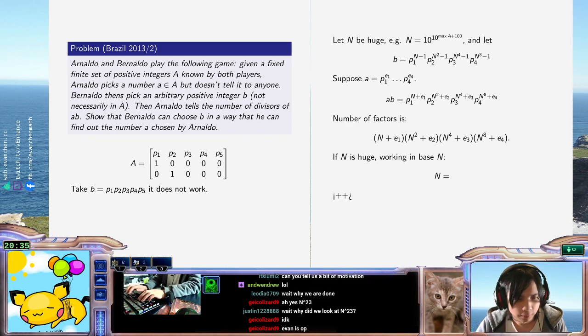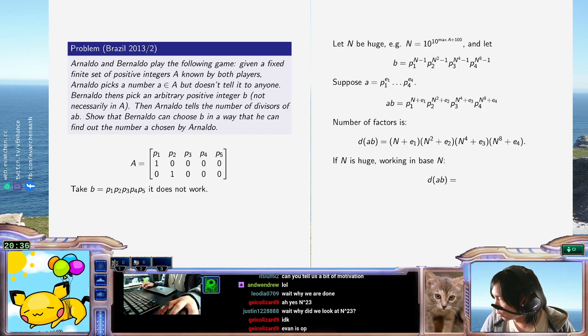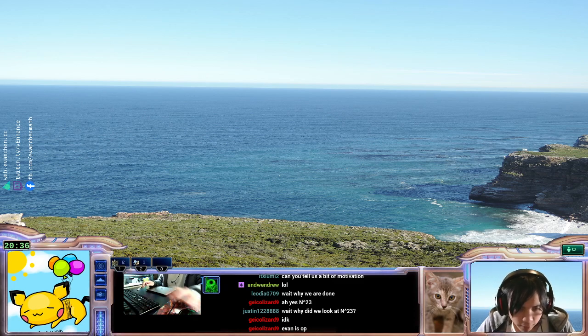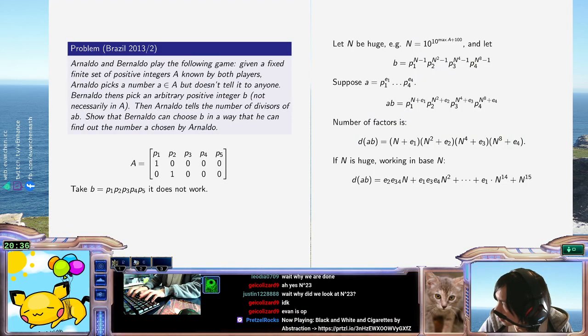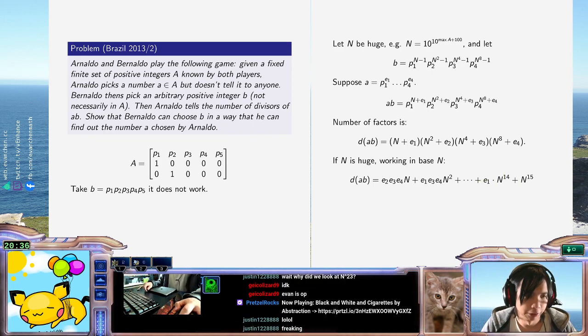Like the product of number of divisors. So the coefficient of n is e2, e3, e4, plus the coefficient of n squared is e1, e3, e4, and so on. The largest possible one is n to the 15. The n to the 14 one is just e1. And the point is, even though officially you only have this number, because n is so large, all you have to do is read off... Did I miss a double subscript? Because n is so large, you can read off what all the coefficients are by taking n very, very large. Okay, but that'll work.